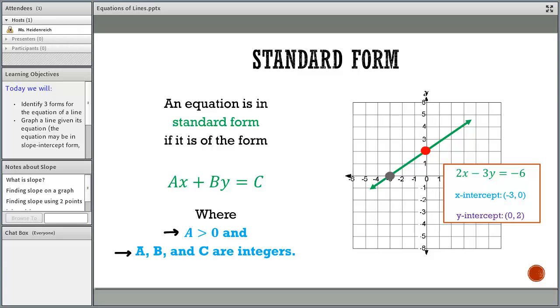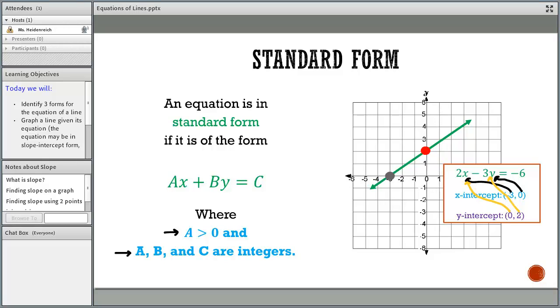Okay, I've given an example off to the right, and you might notice that the x-intercept is -3, and the y-intercept is +2. That's because if you plug these numbers in for x and y, the equation will actually be true. You can do it also for the 0 and the 2. If you plug in a 0 for x and a 2 for y, then you'll get a true equation.